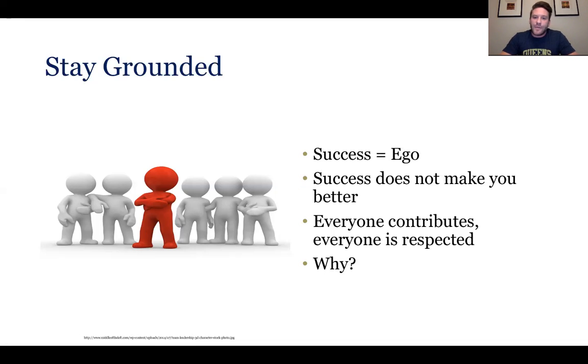So respecting everybody, even if it's somebody who you don't think is doing as much, understanding everybody brings a piece of the puzzle to the table, encouraging that and showing them that they do matter. And so once people start feeling respected and wanted in an organization, they can start building themselves up and they can start having more roles. Sometimes people just need a little push and a little encouragement to kind of understand what kind of leader they are or what kind of follower they are. And so understanding that everyone contributes and everybody should be respected.